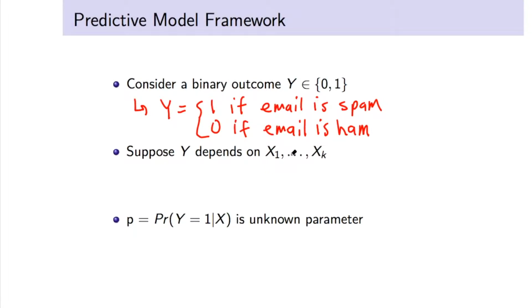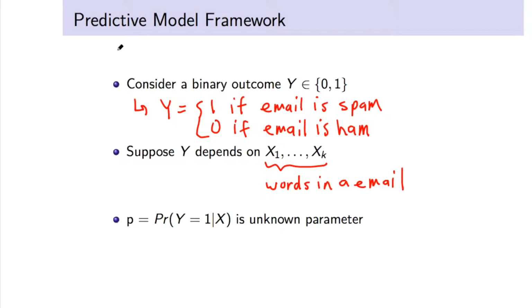So here, x1, x2, all the way up till xk could represent the words in an email. So x1 here would index the first word in the email, x2 would index the second word in the email, all the way up till xk, which would index the last word in the email, if we're assuming that the email was of length k.